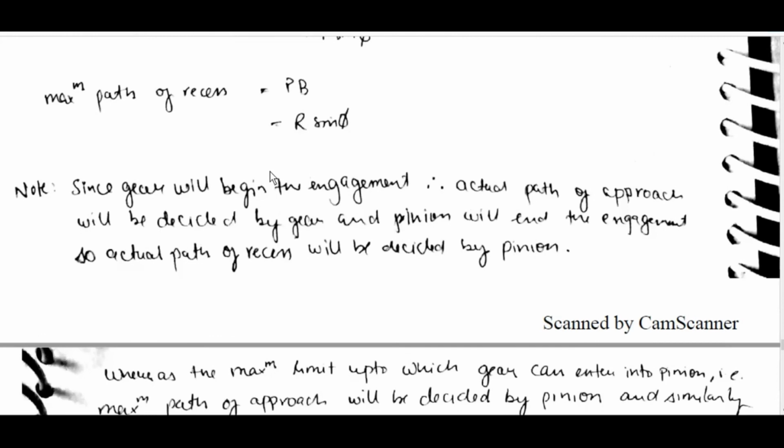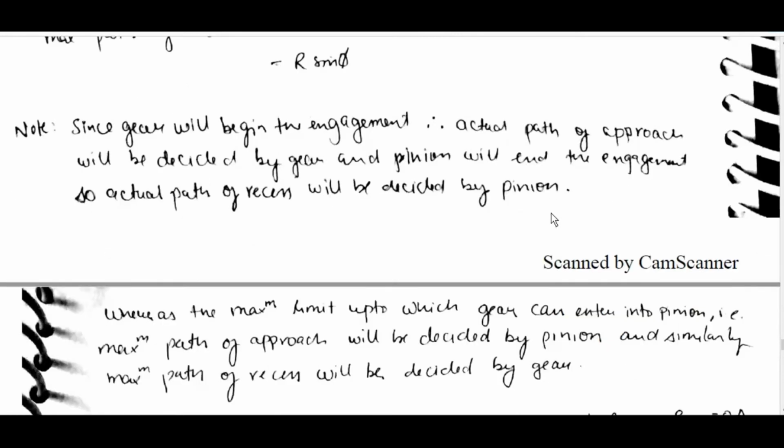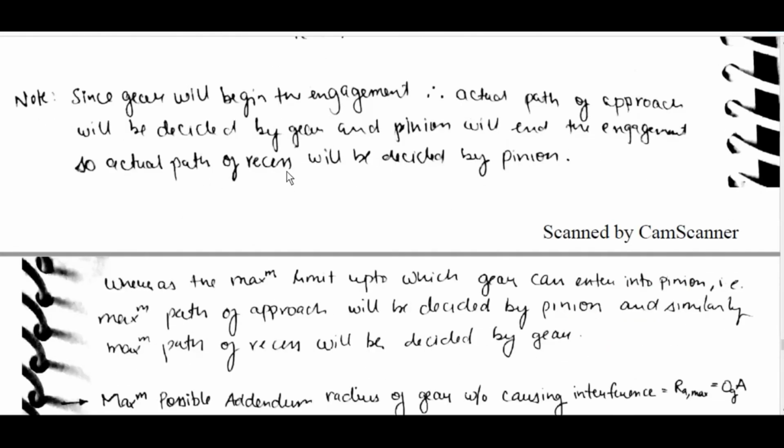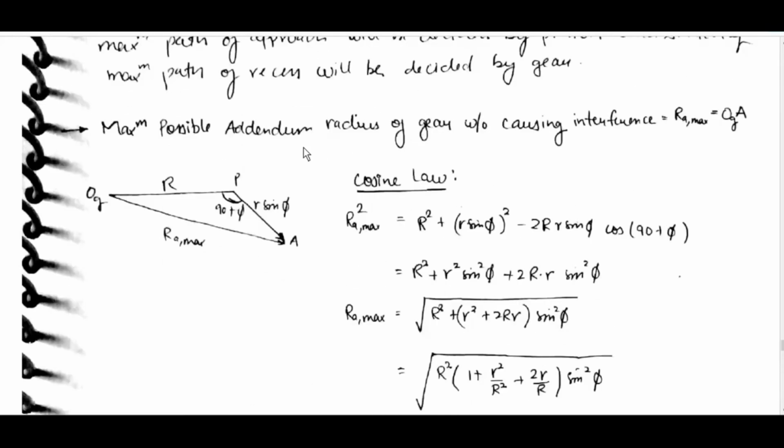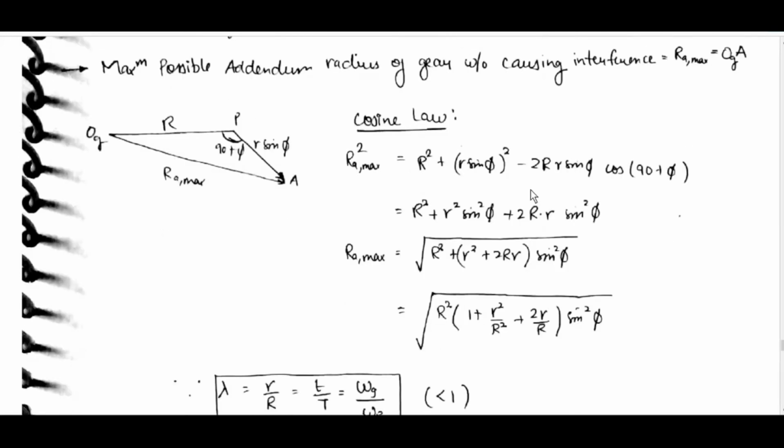Note, since the gear will begin the engagement, the actual path of approach will be decided by the gear, while the pinion will end the engagement. So the actual path of recess will be decided by the pinion, whereas the maximum limit up to which the gear can enter into the pinion, that is the maximum path of approach, will be decided by the pinion, and similarly the maximum path of recess will be decided by the gear.